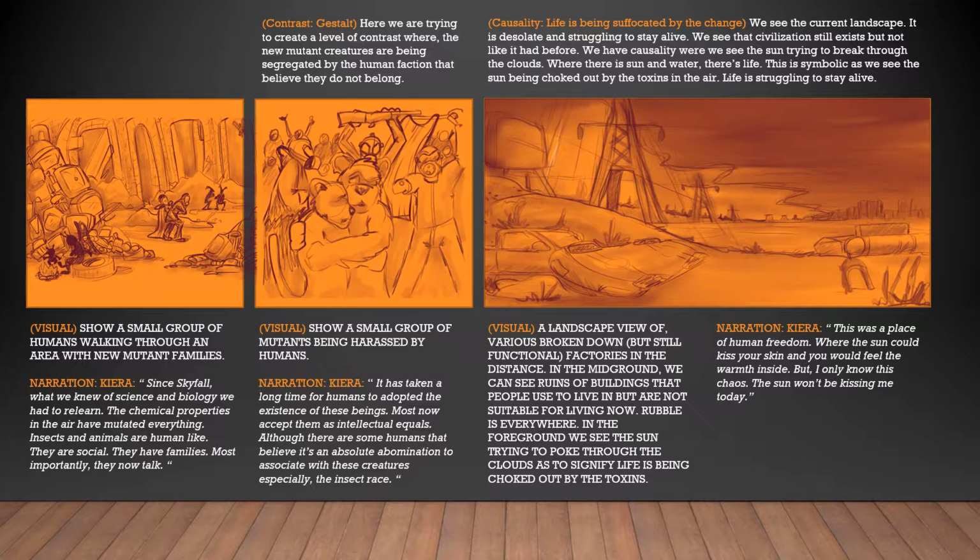In the next scene, we set the visual. A landscape view of various broken down but still functional factories in the distance. In the midground, we can see ruins of buildings that people used to live in but are not suitable for living now. Rubble is everywhere, and in the foreground, we see the sun trying to poke through the clouds as to signify life is being choked out by the toxins. This was a place of human freedom, where the sun could kiss your skin and you could feel the warmth inside. But I only know this chaos. The sun won't be kissing me today.